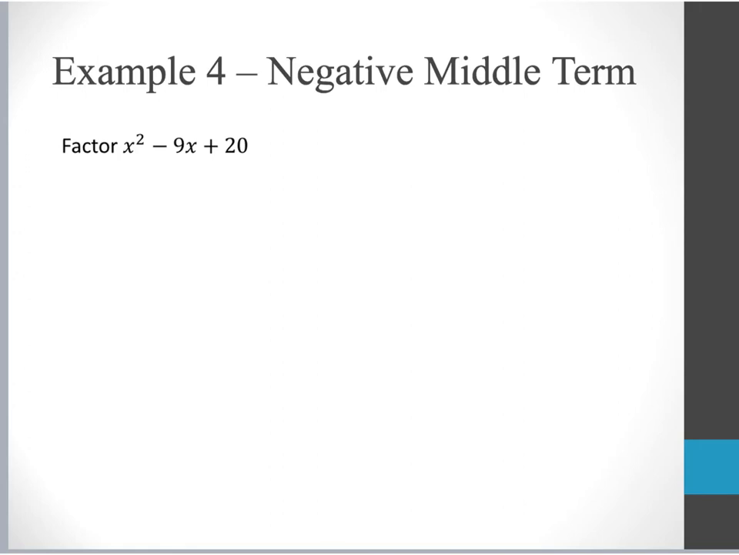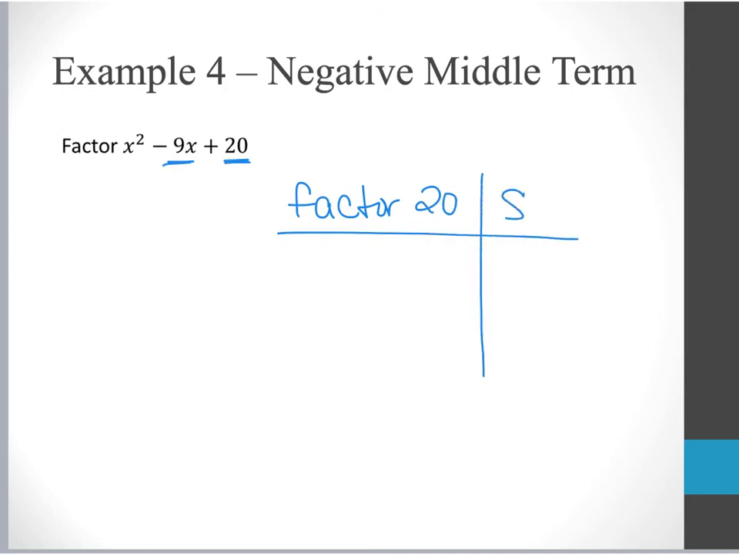For our final example, we have one more negative middle term. If you notice, we have a negative 9x and a positive c value of 20. So I'm going to start this one out by creating my table that has factors of 20, and we will then find the sum. So factors of 20 are 1 and 20, and again, because I had that negative middle term, these are both negative. I have negative 2 and negative 10. I have negative 4 and negative 5.